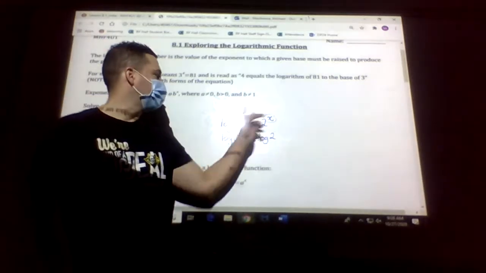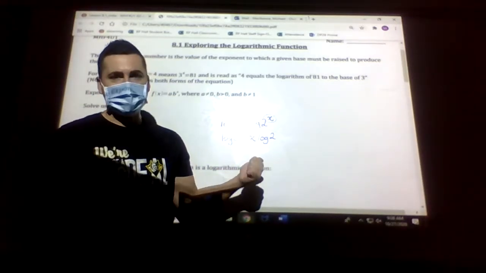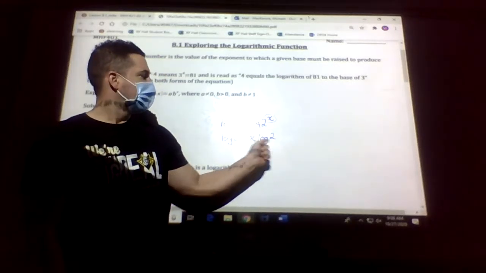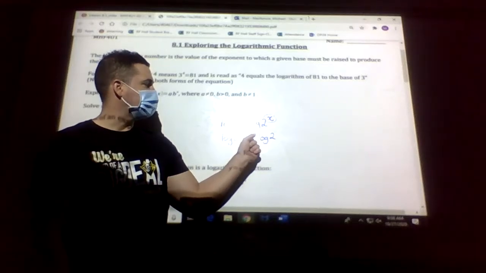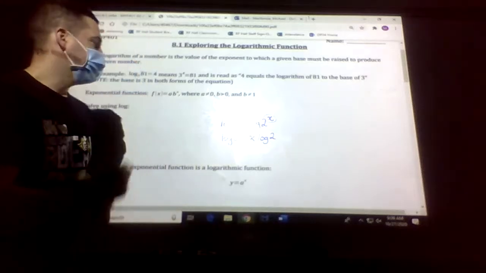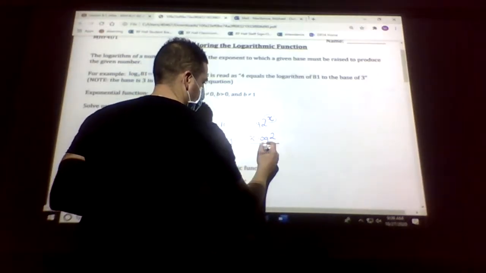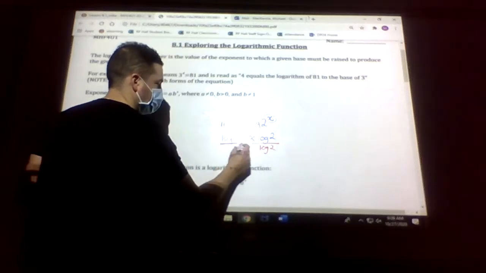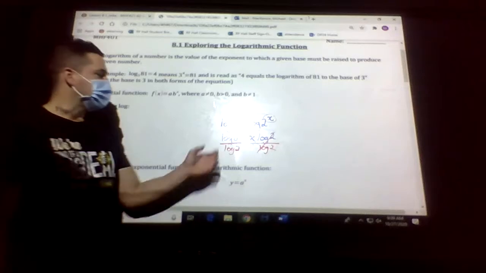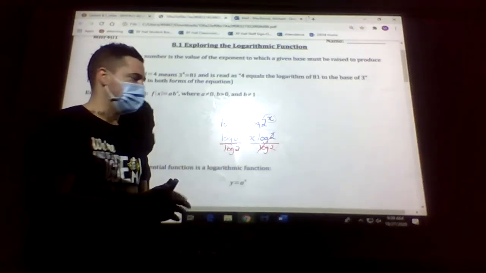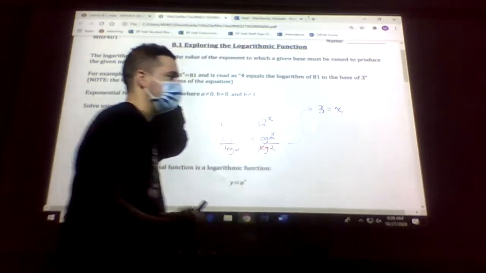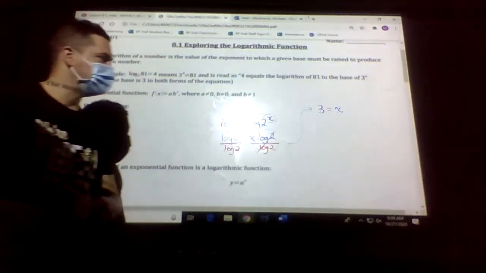Once we bring the x to the front of the log, it becomes multiplication. So here we have log 8 equals x times log 2. When isolating x, we want to remove the log 2 by doing the opposite operation, so we divide by log 2 on both sides. Plug this into your calculator: log 8 divided by log 2 gives you 3. So x equals 3.